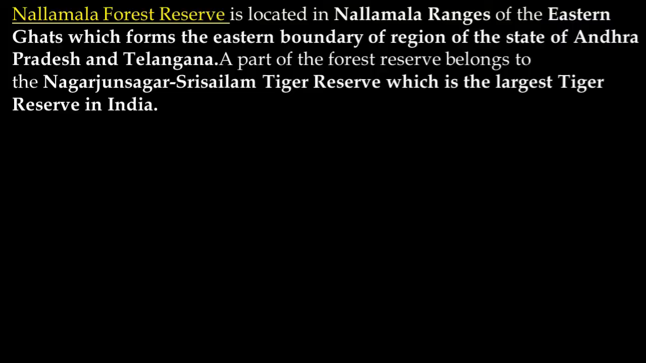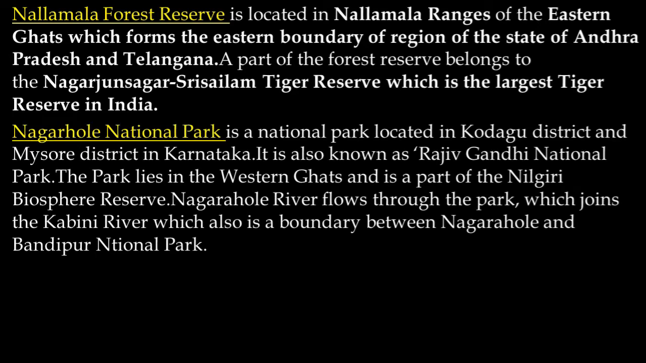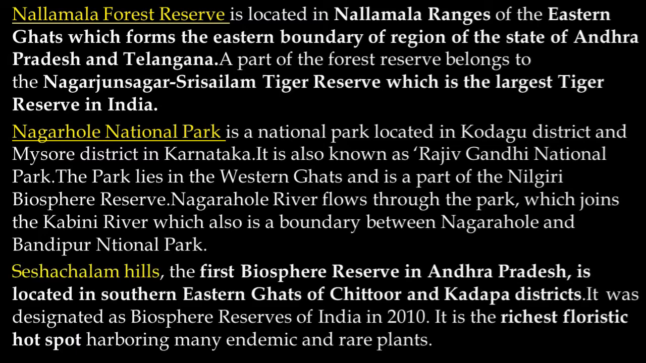Nallamala Forest Reserve is located in Nallamala Ranges of Eastern Ghats, which forms the eastern boundary of the region of the states of Andhra Pradesh and Telangana. A part of the forest reserve belongs to Nagarjunsagar-Srisailam Tiger Reserve, which is the largest tiger reserve in India. Nagarhole National Park is located in Kodagu district and Mysore district in Karnataka. It is also known as Rajiv Gandhi National Park. The park lies in the Western Ghats and is a part of Nilgiri Biosphere Reserve.